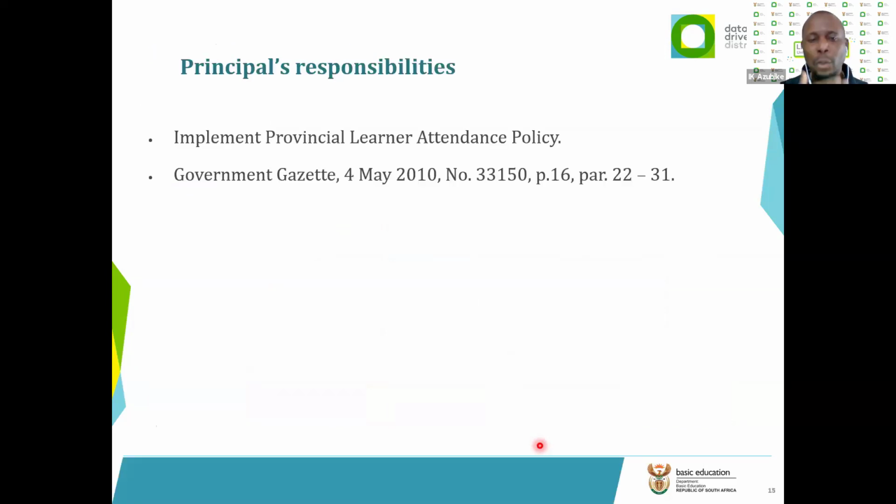Okay. Now also the responsibility of principals. It's under the implementation of the provincial learner attendance policy and also under the government gazette as stipulated here. These are the principal's responsibilities, and they are elaborated there. It is quite straight to the point. You can take a look at that.